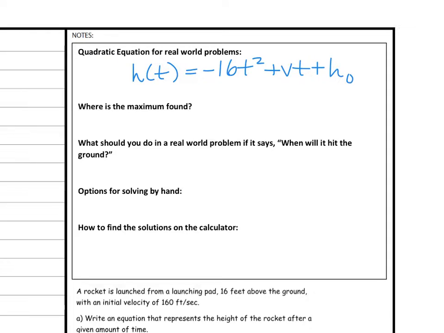The maximum is going to be at the vertex, right? Remember, time is the x, height is the y. So if I'm asking the maximum height, you tell me. If I ask, like, when did it reach its max height, use x.